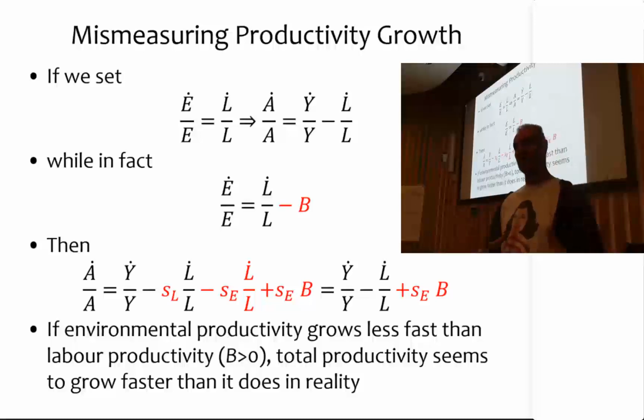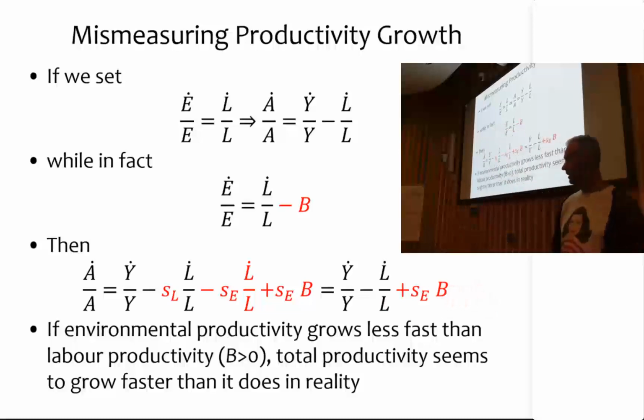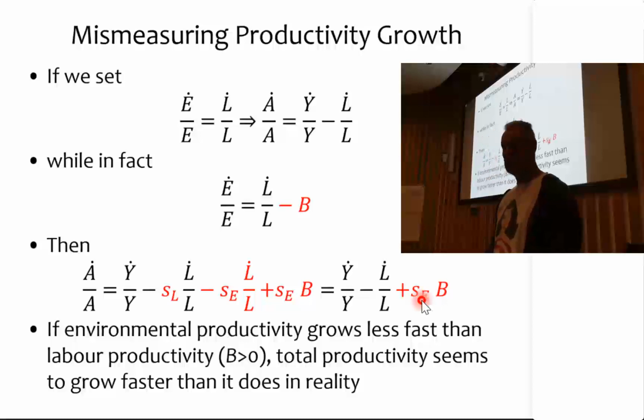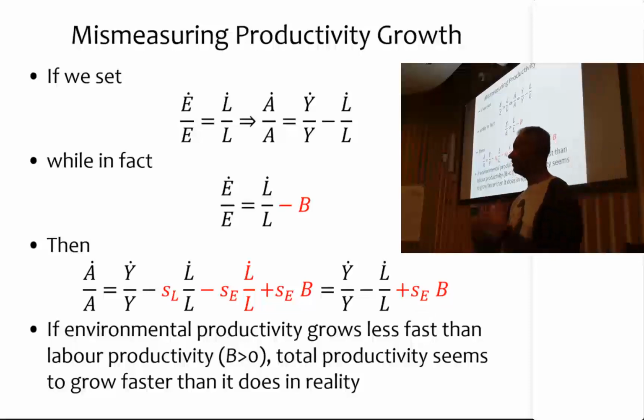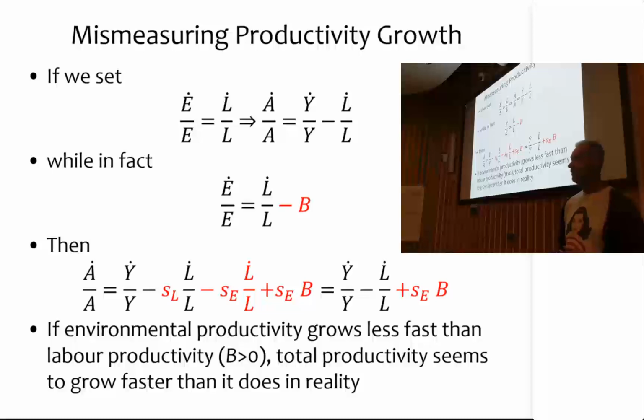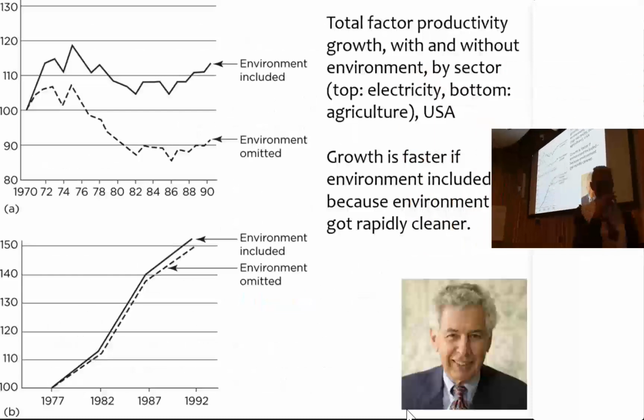So we introduce a bias if we exclude one factor of production and assume that it grows at the same rate as the other factors of production that are included, then we introduce a bias that is equal to the differential growth rate, B, times the value share of this particular missing input. And that means that if the state of the environment is important for the productivity or the production in our economy, then our measures of technological progress are biased by this exact amount. And that actually can be quite substantial.